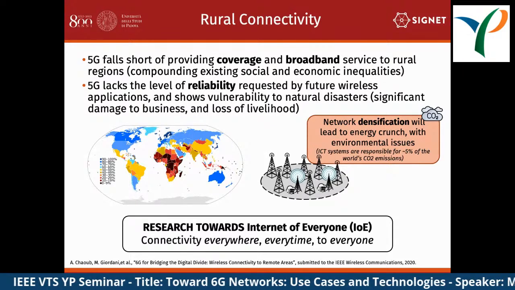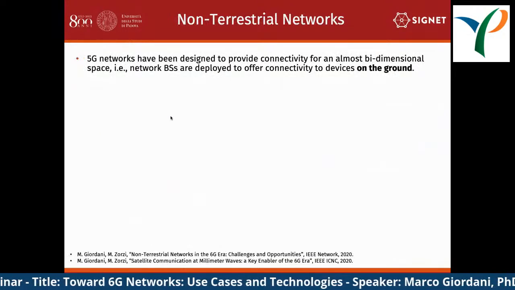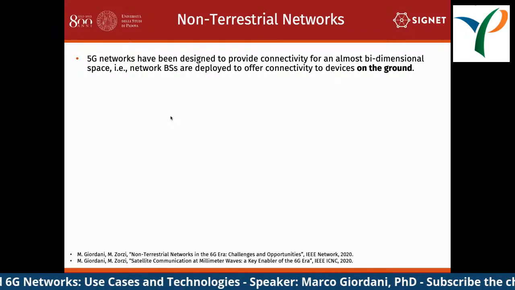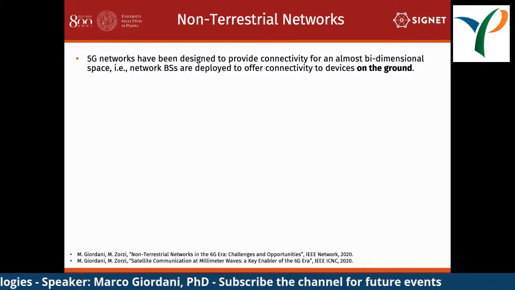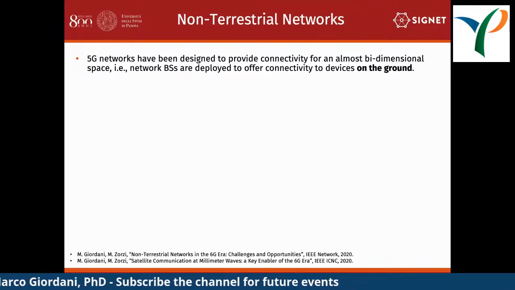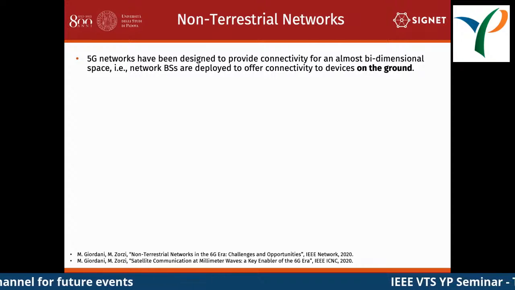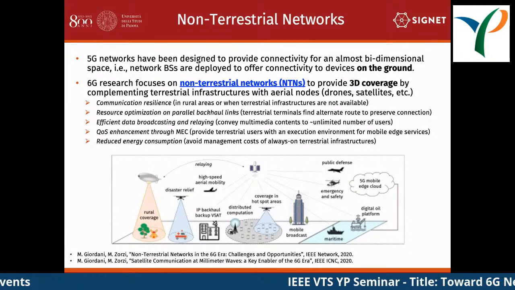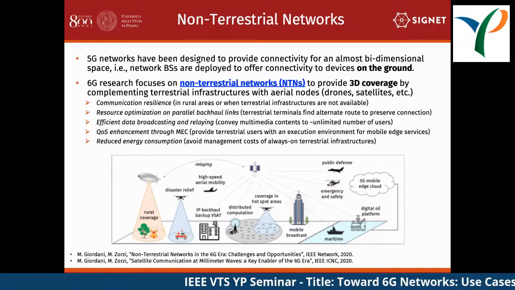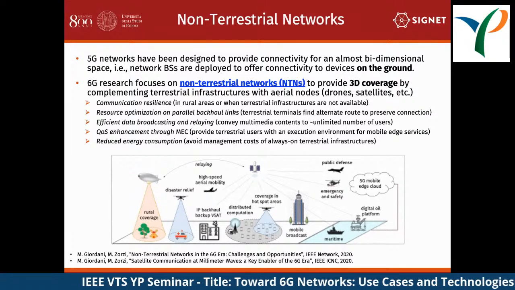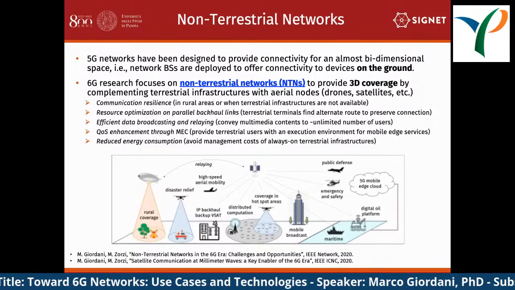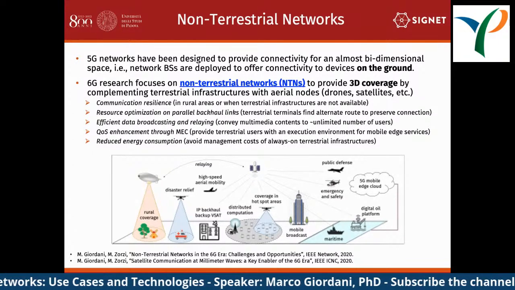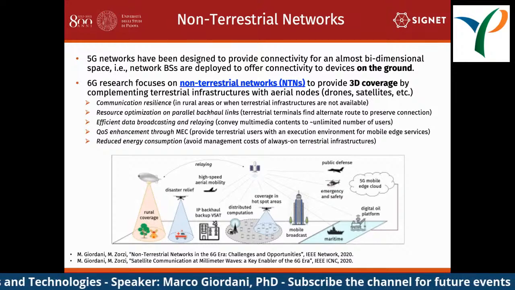And one way to do so is by using non-terrestrial networks. So this is a 6G specific idea. Instead of having the typical bidimensional network where we have the base station that provides connectivity on the ground, the idea is to deploy non-terrestrial platforms to cooperate together on the ground. And I'm talking about drones or even high altitude platforms or satellites at different orbits, in the LEO orbits or in the GEO orbit.